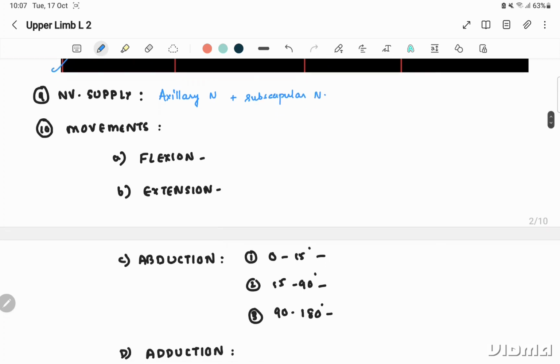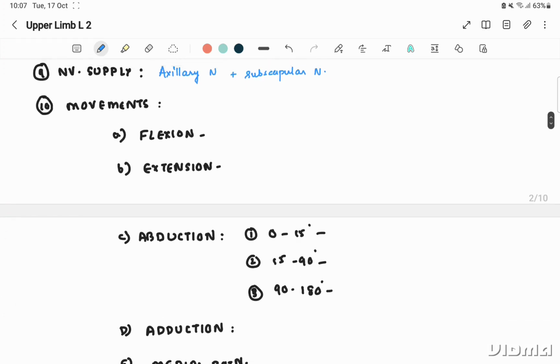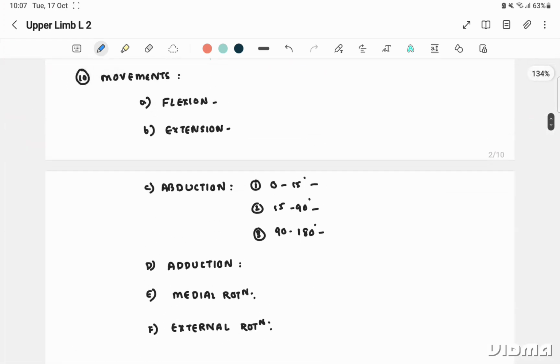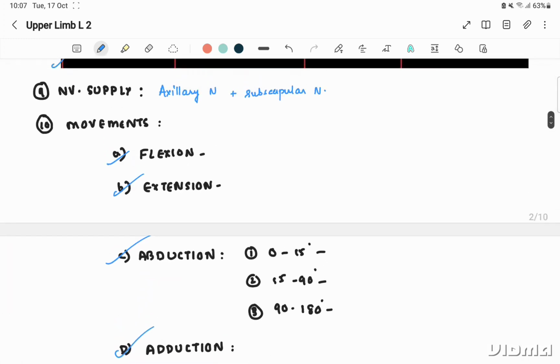Okay. Then we want to discuss the movements. What are the movements that occur in the shoulder joint? So we have 6 movements: flexion, extension, abduction, adduction, medial rotation, and external rotation. Okay. So first let's discuss flexion.